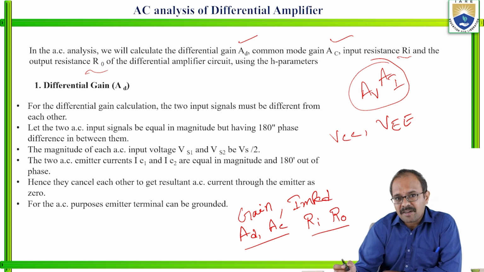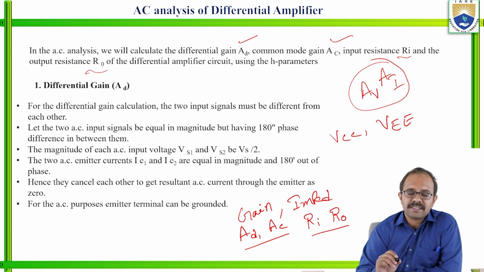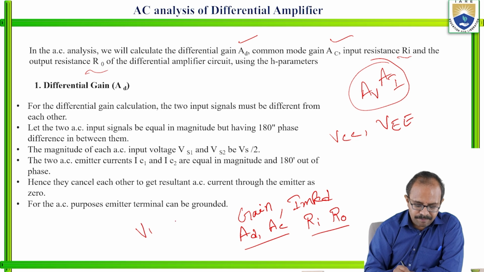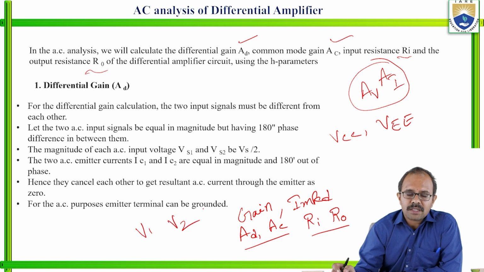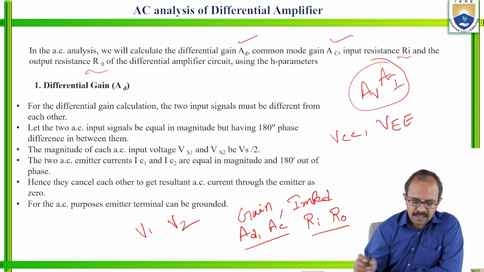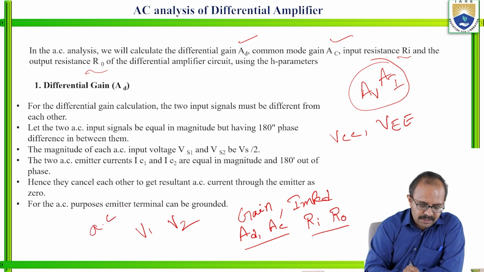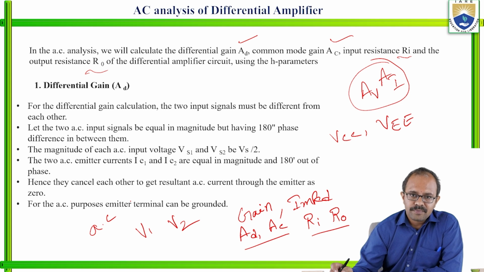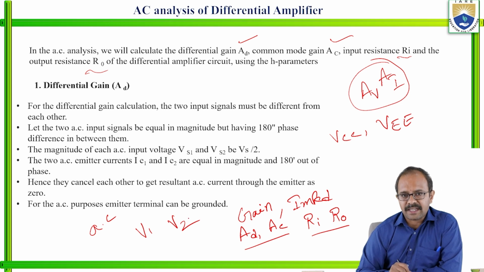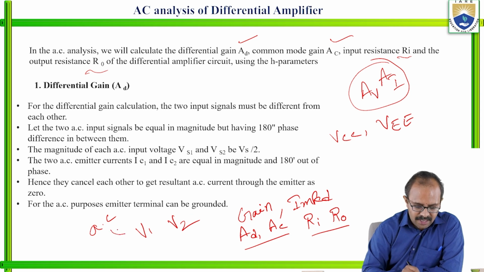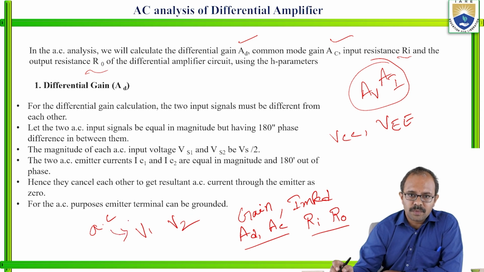And what are the AC components here? We have two AC components in the differential amplifier: the two input voltages, V1 and V2. V1 and V2 are supposed to be AC. V1 is the input voltage applied to the first transistor and V2 is the input voltage applied to the second transistor, both AC in nature. That is what we need to highlight while performing the AC analysis.